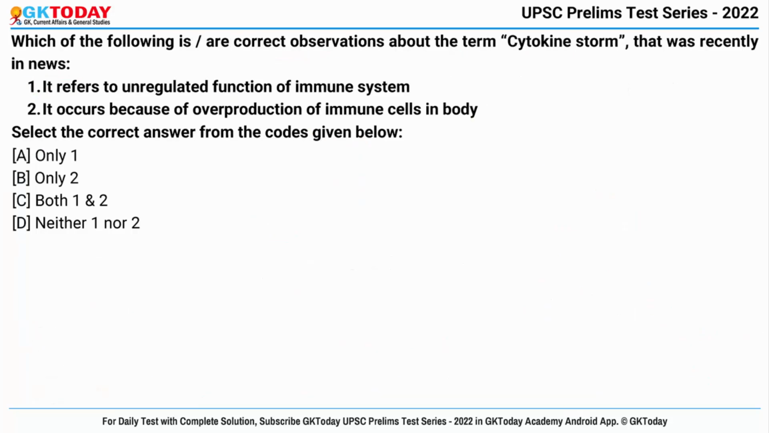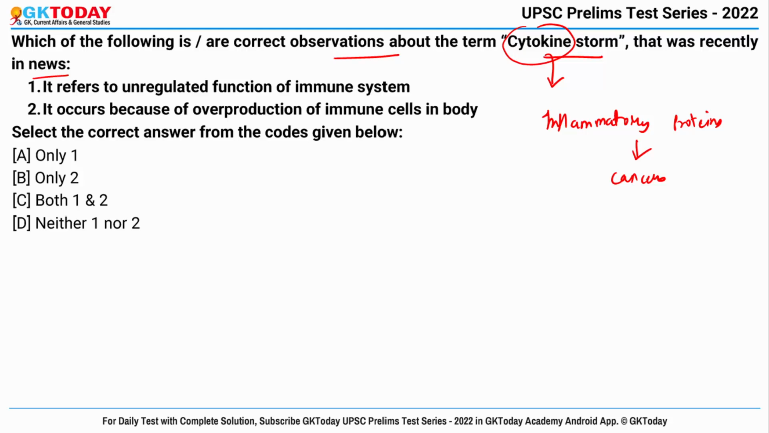Okay. Next question. Which of the following are correct observations about the term cytokine storm that was recently in the news? First of all, what is the role of cytokine in our body? These are actually inflammatory immunological proteins that are there to fight off infections and ward off cancers. But if this inflammatory response is not regulated properly, then various dangerous consequences can follow, and this is when a cytokine storm can be triggered.